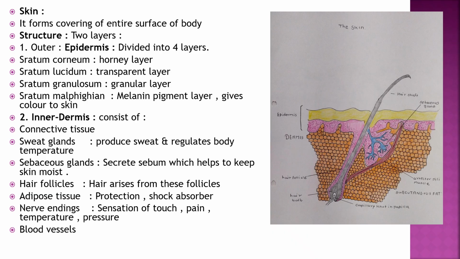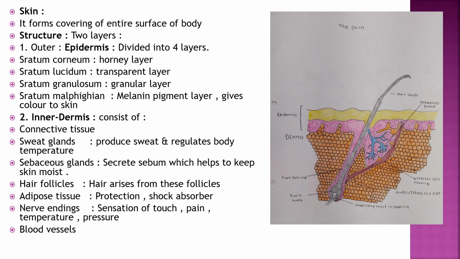In that, the first sensory organ is skin. It forms the covering of the entire body. It has two layers, epidermis the outer and the inner is called dermis. The outer epidermis is divided into four layers: stratum corneum, stratum lucidum, stratum granulosum and stratum malpighian, which contains melanin pigment and gives color to the skin.